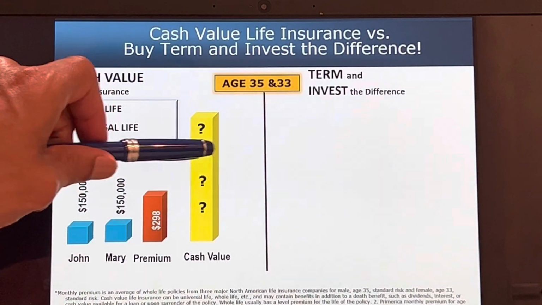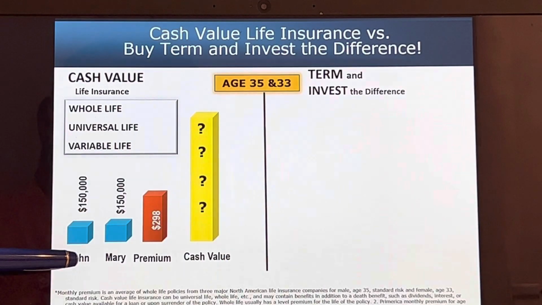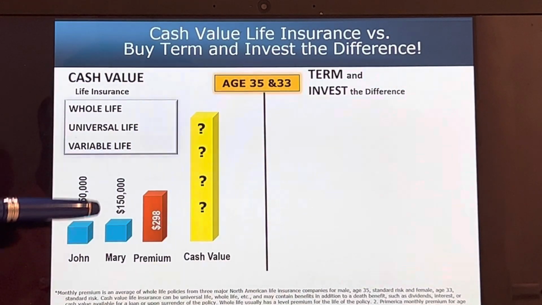So if he borrows $10,000, he dies and he didn't pay it back, his wife is only going to get $140,000. You see what happens? So anyway, that's how whole life works, guys. So anyway, we have something we think is a lot better, that we know is a lot better, and that's called term insurance.